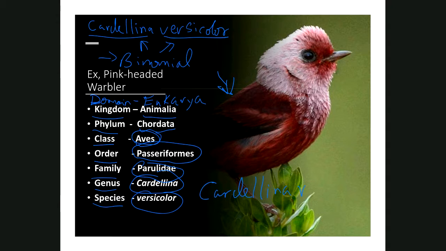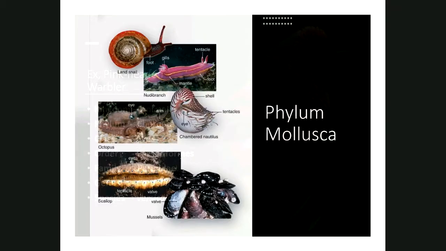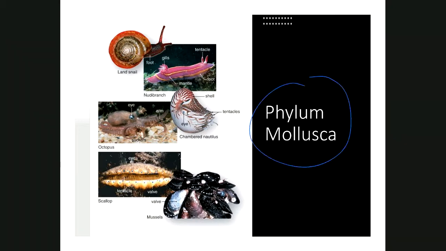All right. So we dive in now to the actual groups that we're going to be covering in this lab. The first group is phylum Mollusca, and that means these are the soft-bodied, mussel-like animals.